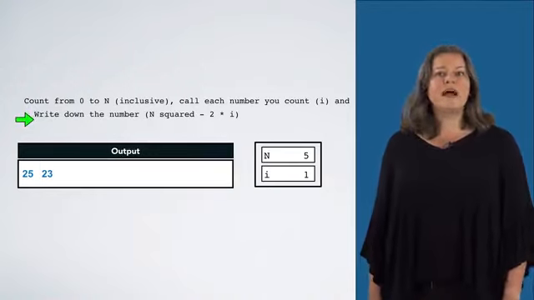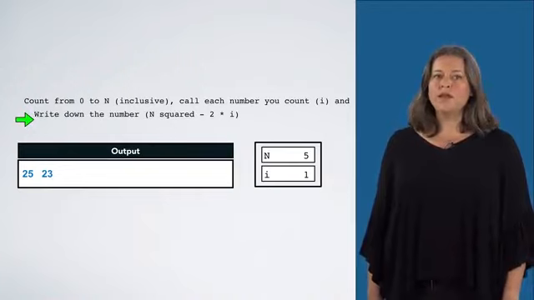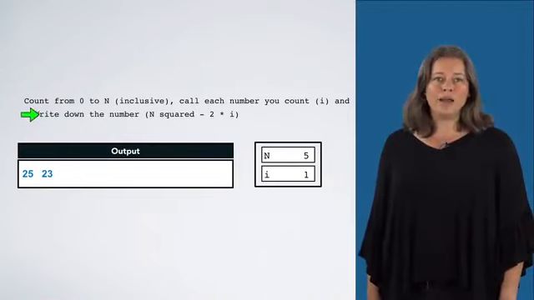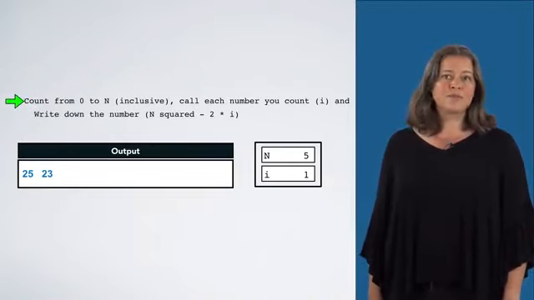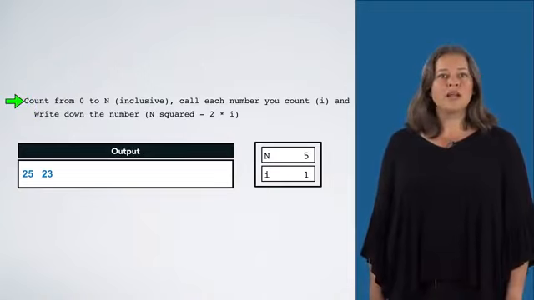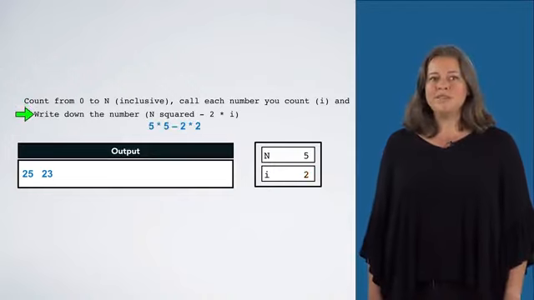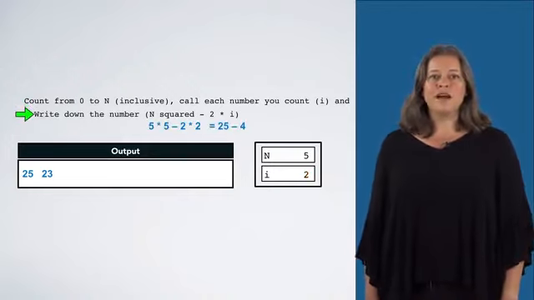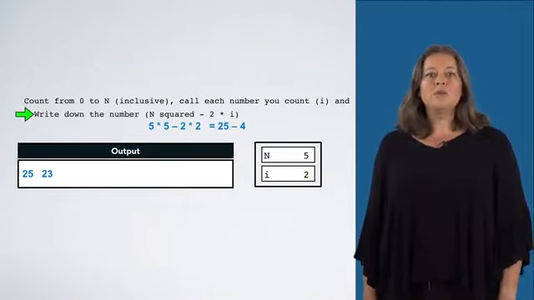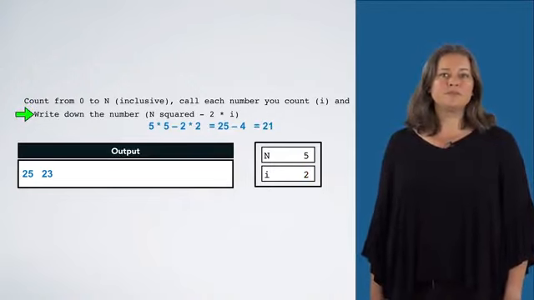Now we just completed I equals 0 and I equals 1, and we're trying to get all the way to I equals 5. So now we're working on I with a value of 2. Once again, n squared minus 2 times I, which is 25 minus 4. The value is 21. And we will write this to our output box.